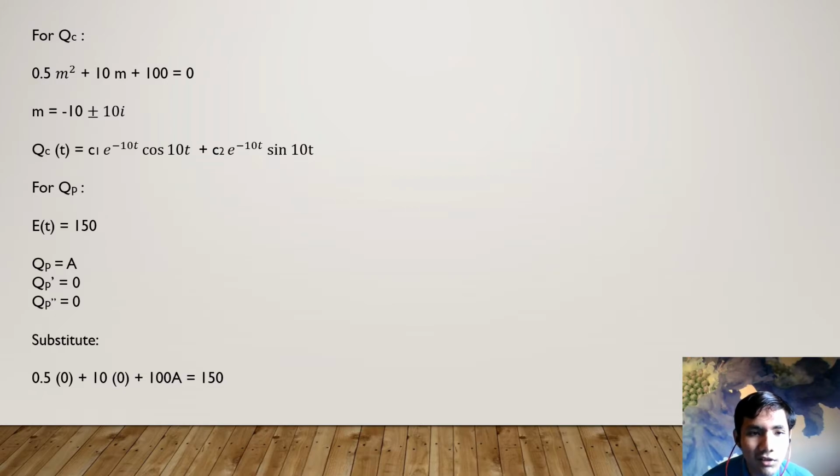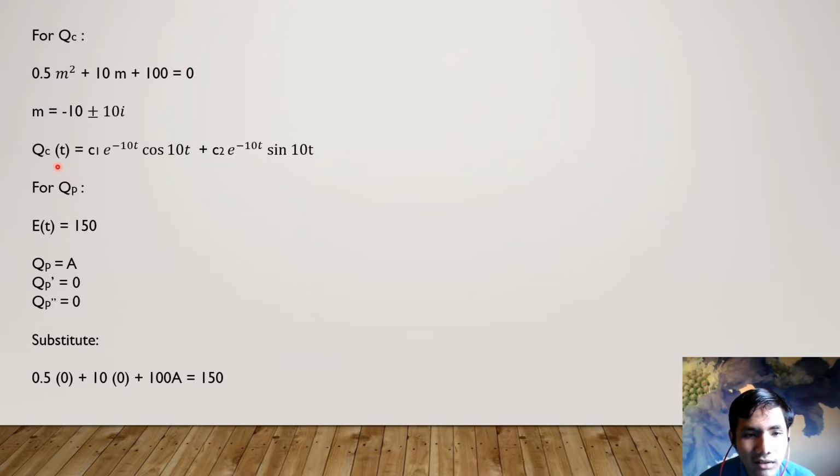Then we will solve for Qc. To solve Qc, first we use the earlier equation and change its variable to m squared. The result is 0.5 m squared plus 10m plus 100 equals 0. Then we factorize this equation and get the complex conjugate roots, m equals negative 10 plus or minus 10i. From this, we get Qc(t) equals C1 e to the negative 10t cos 10t plus C2 e to the negative 10t sin 10t.